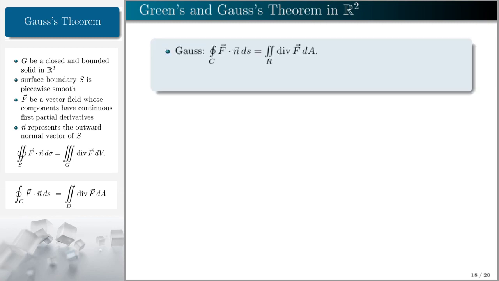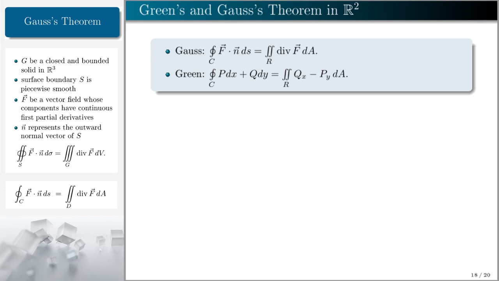For Gauss's theorem, I have the line integral of F dot n ds across my curve C to be equal to the double integral of my divergence. While for Green's theorem, I have the line integral of P dx plus Q dy, which is equal to the double integral of Q_x minus P_y. Both of these theorems involve a line integral equal to a double integral. They also talk about a positively oriented curve C and a double integral over the enclosed region R.